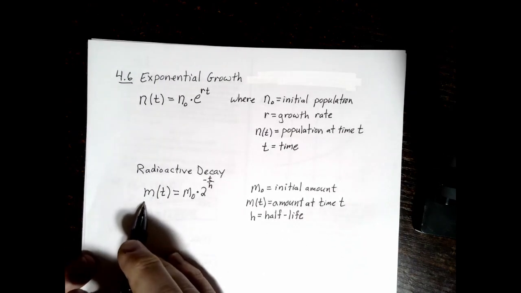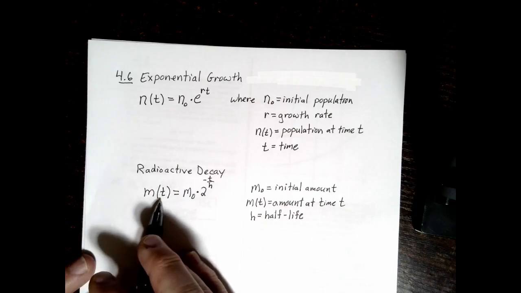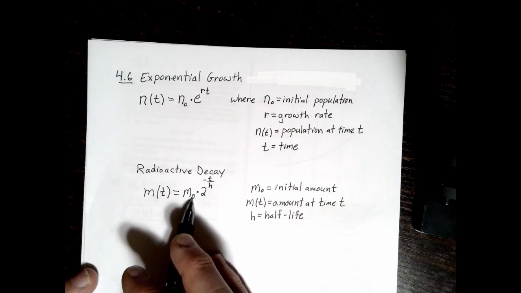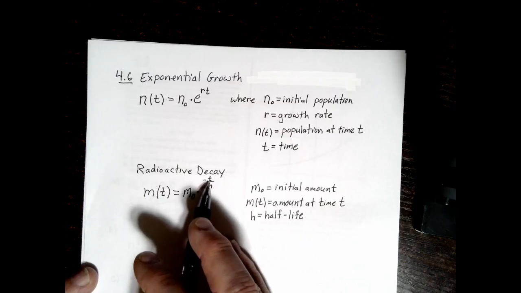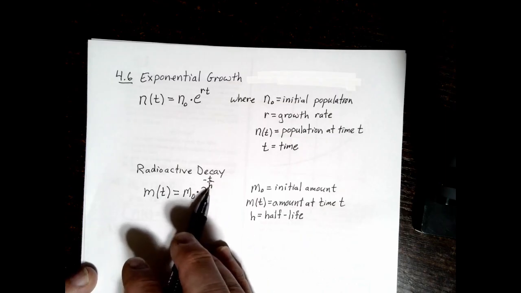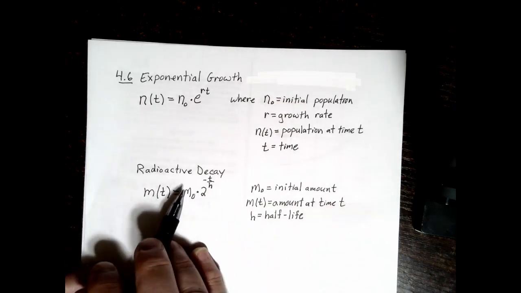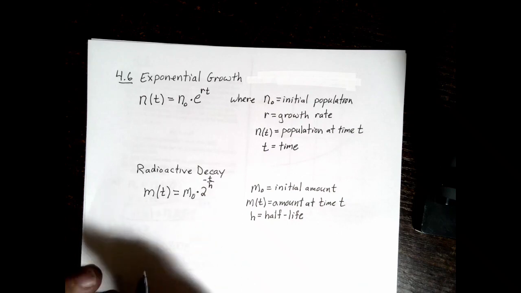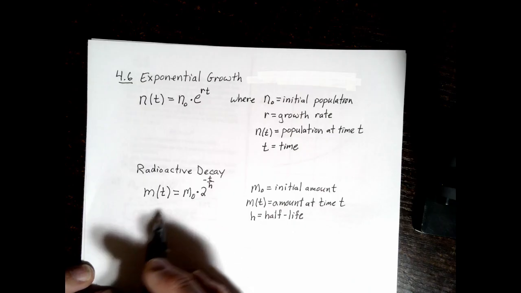Radioactive decay: M of t is the amount of material you have after time t. M sub 0 is the amount of material you start with. It's times 2 raised to the exponent negative t over h. t is time. It doesn't have to be in years. It can be in all sorts of different units of time. h is your half-life. h is how long it takes for the amount of material to become half of what it was. And that's called a half-life.